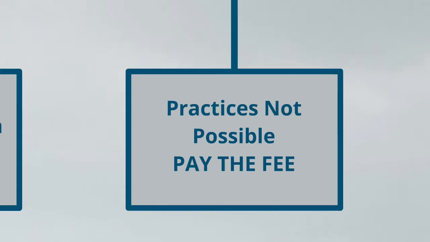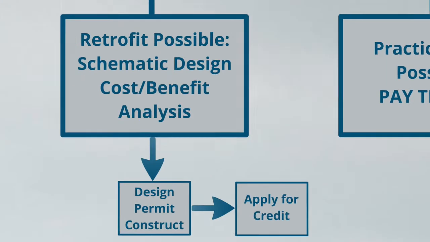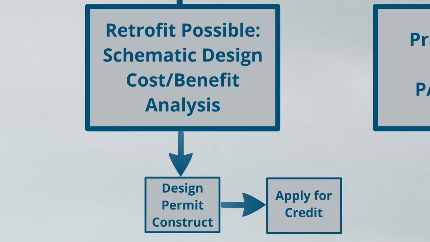If a retrofit is possible, then the next step we recommend is doing a schematic design. This is a little bit higher level of design and certainly gets into a little bit more cost, but that allows the ability to do a preliminary cost estimate. Once that cost estimate is done, a cost benefit analysis can be performed. We'll talk a little bit more about that in a minute.